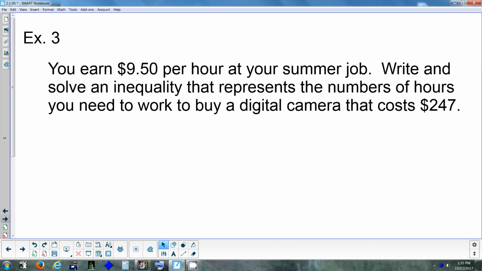Okay. All right, what does it say? So it says you earn $9.50 an hour at a job. It says write an inequality that represents the number of hours you need to work to buy a camera that costs $247. Okay? So how do you figure out how much money you make? If you know how many hours you work, and you know how much money you make an hour, what do you do with those two things? Yep.